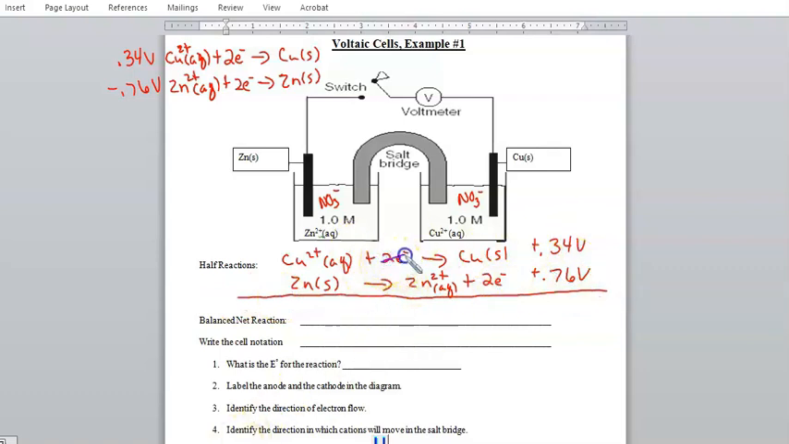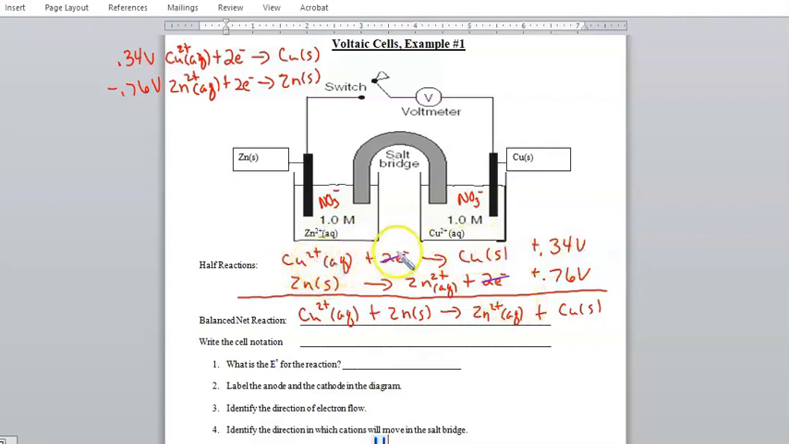You've got 2 electrons and 2 electrons for the balanced net ionic reaction. Those are going to cancel each other out, and now we're just going to bring everything else down. So you get copper 2 ions plus zinc solid is going to make zinc ions plus copper solid. Okay, so there's my balanced equation. So let's identify what's going on in this reaction.